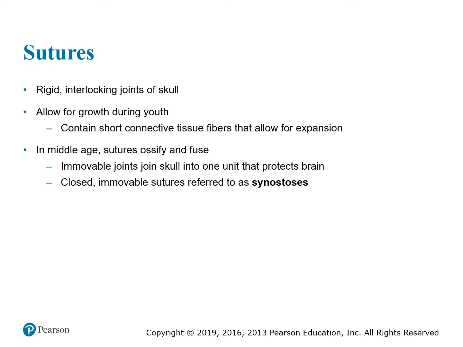Sutures. These are rigid interlocking joints of the skull. They allow for growth during youth, and they contain very short connective tissue fibers. These allow for expansion during growth. In middle age, the sutures will ossify and come together almost as a fusion. These immovable joints will join the skull into one unit that protects the brain. These closed, immovable sutures that we find in adults are referred to as synostosis.